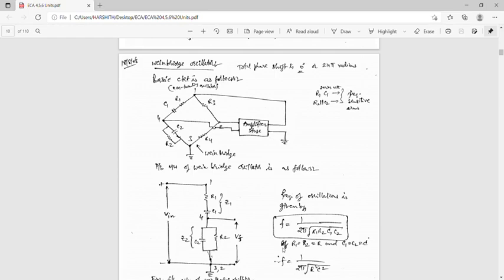But the Wien-Bridge oscillator uses a non-inverting amplifier, and hence does not provide any phase shift during the amplifier stage. So the total phase shift required is 0 degrees or 2 pi radians. In the Wien-Bridge type, no phase shift is necessary through feedback. Thus the total phase shift around the loop is 0 degrees.